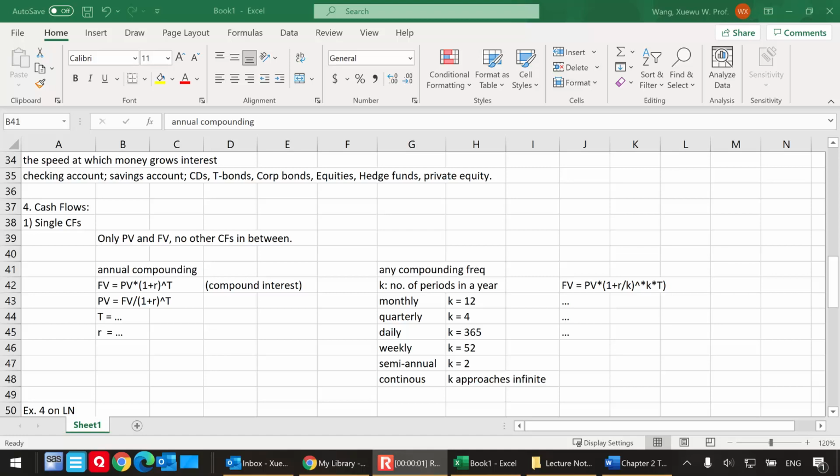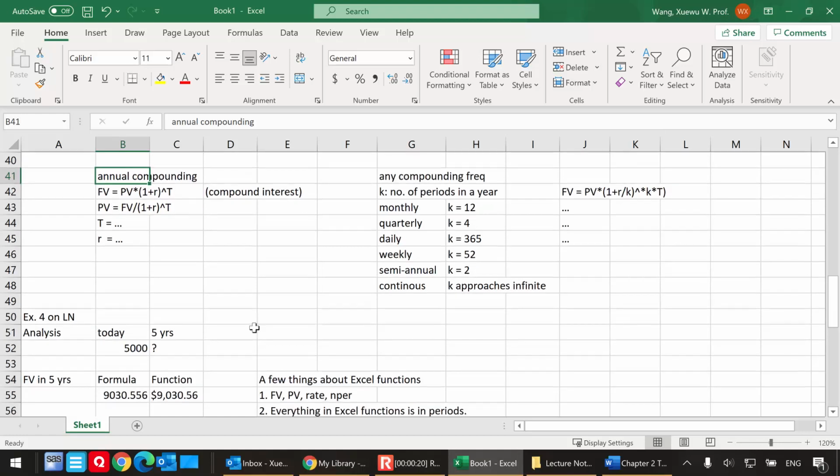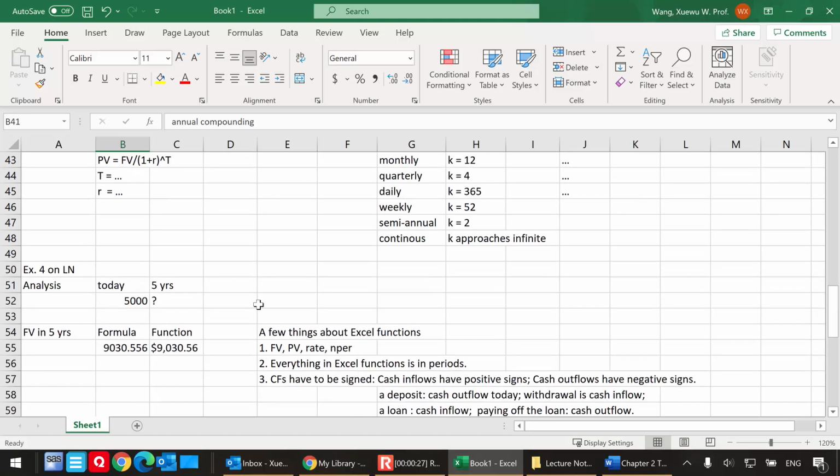All right. I'd like to continue our discussion of time value of money and discounted cash flow. So this is part two of this discussion. Earlier, we discussed how to deal with single cash flows. We did a few examples about finding the future value of a single cash flow.